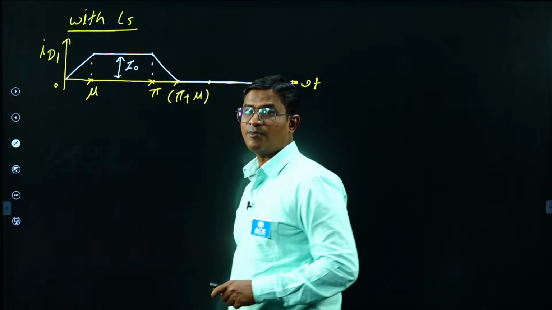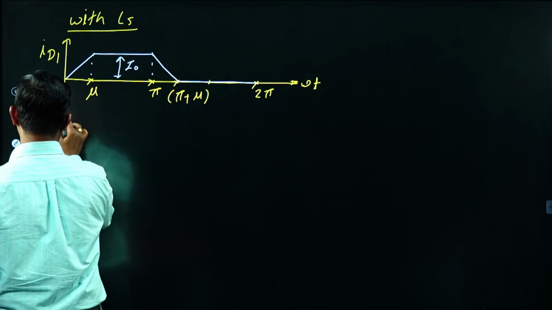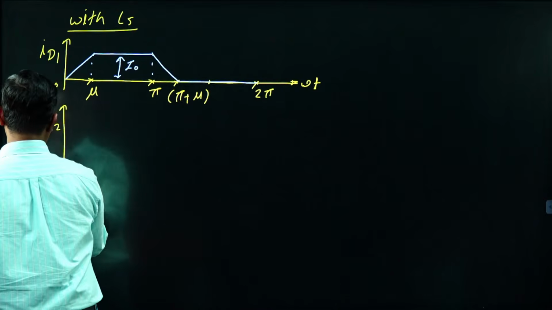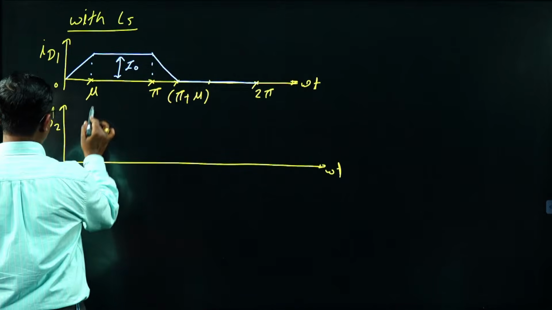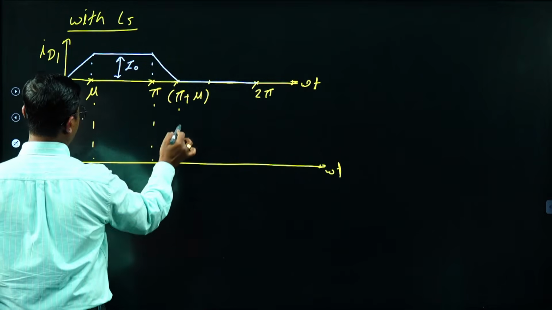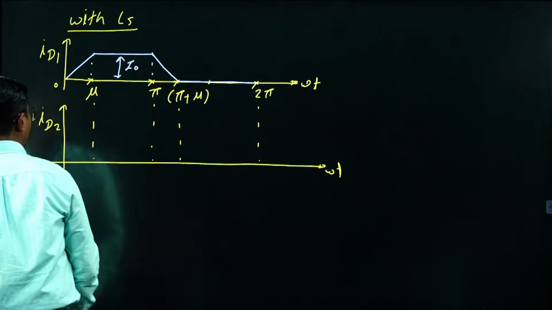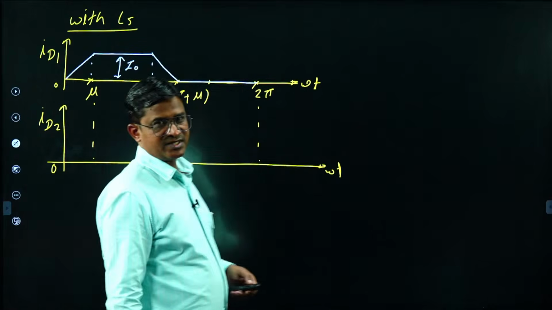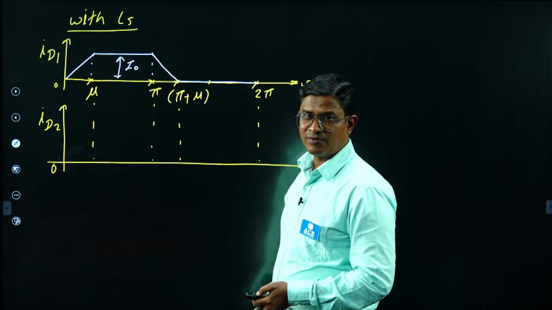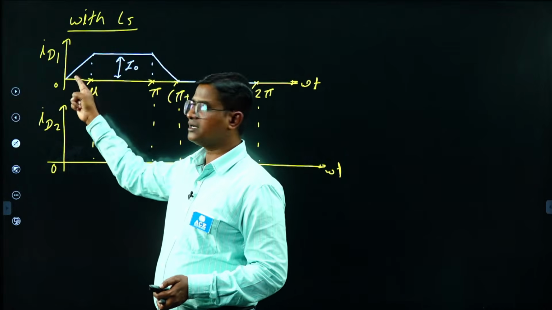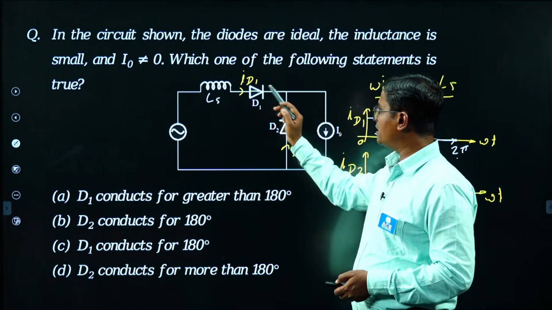If this is the ID1 waveform, how will the ID2 waveform be? Zero, mu, pi plus mu, 2 pi, right? Tell me how the ID2 waveform will be. Check here. During 0 to mu, diode D1 conducts, right? So ID1 is increasing, meaning ID1 is non-zero. So D1 will be in conduction mode.